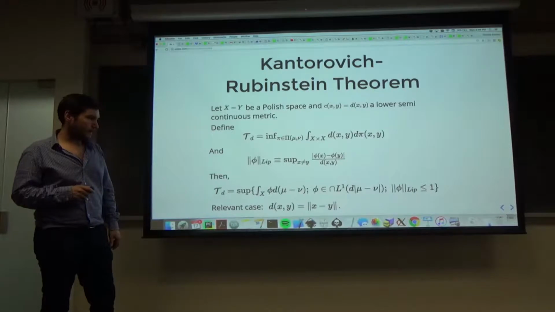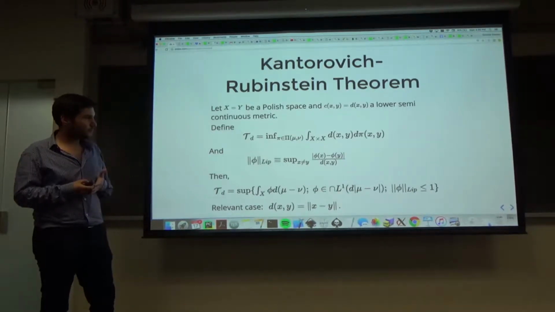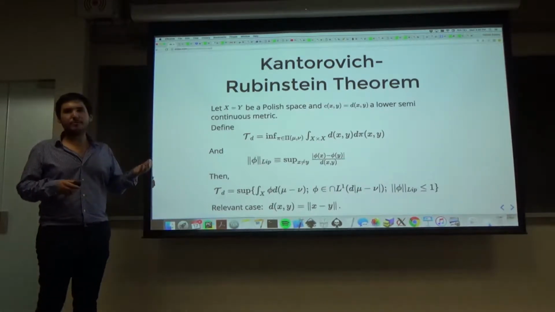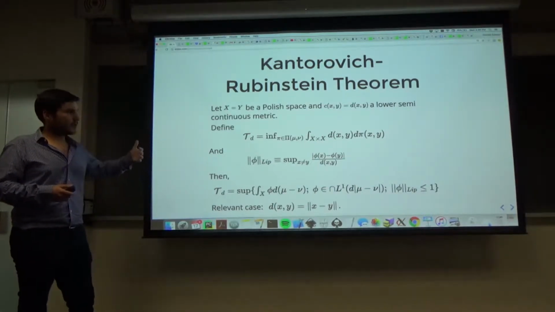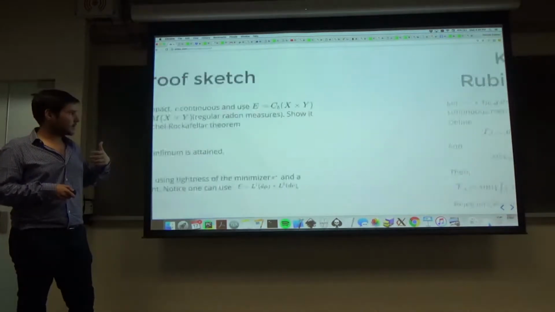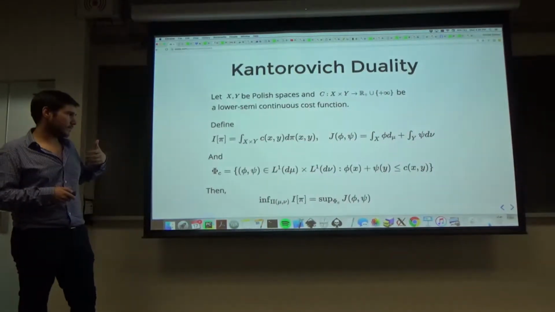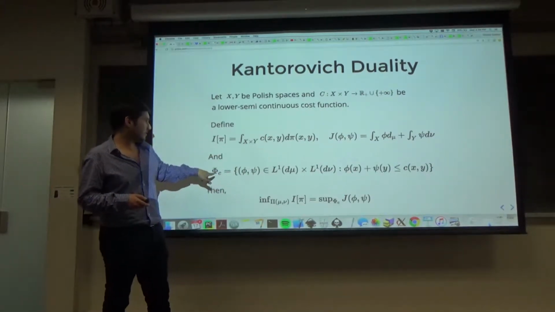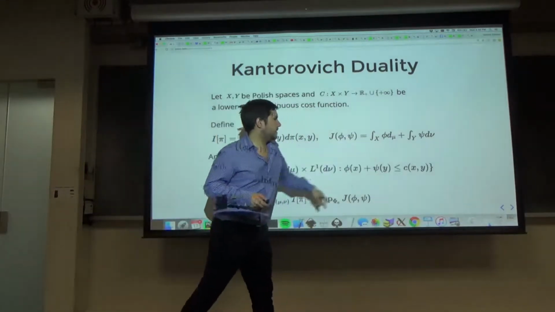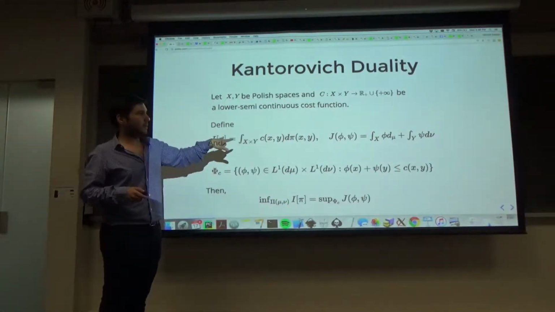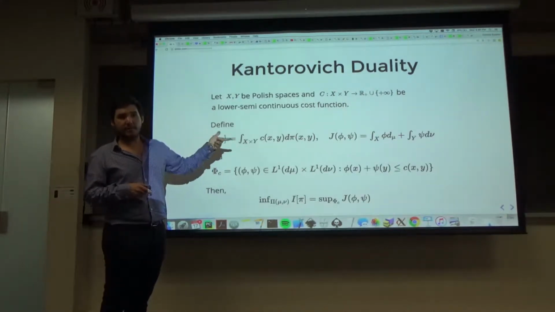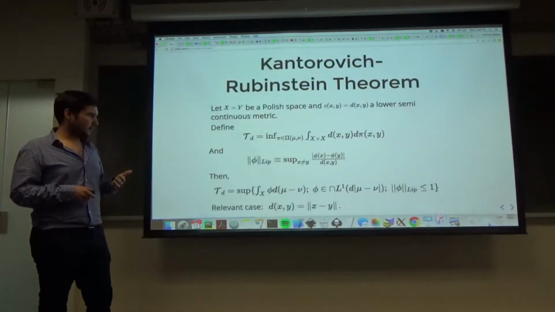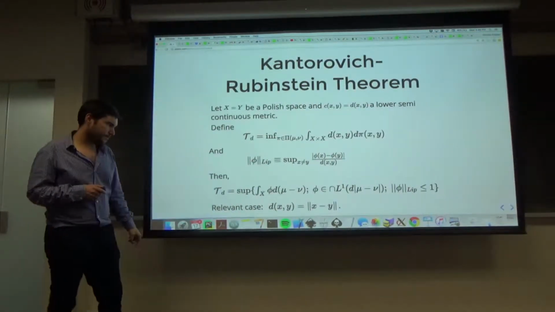This is not a particular case, but something that changes a little bit from the previous theorem. In the previous theorem, the supremum was over J, which was the sum of integrals, and we had two potentials, phi and psi. We had the sum, and now we have a similar expression, but we change our spaces, and we have that the integral is.